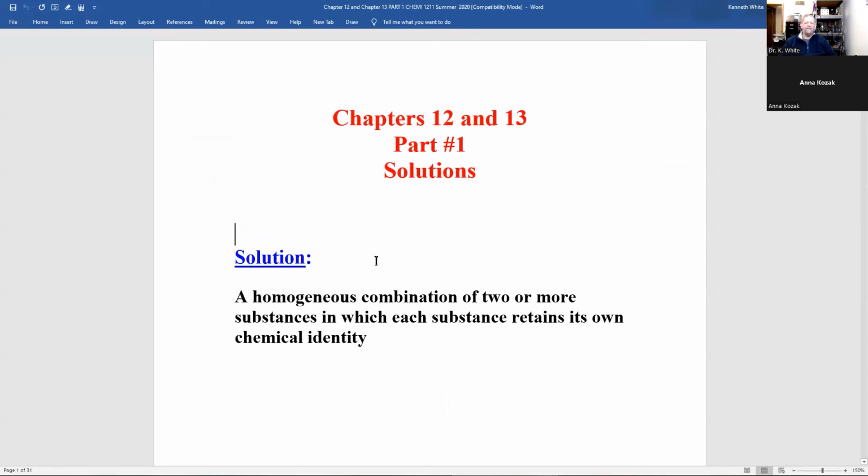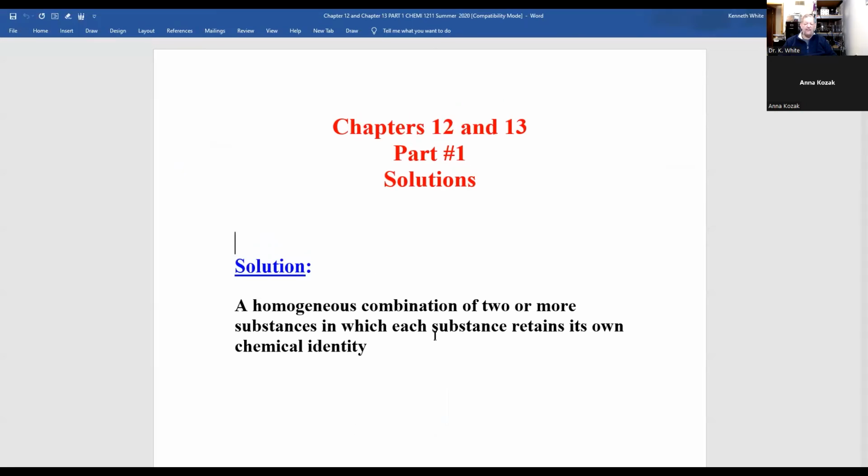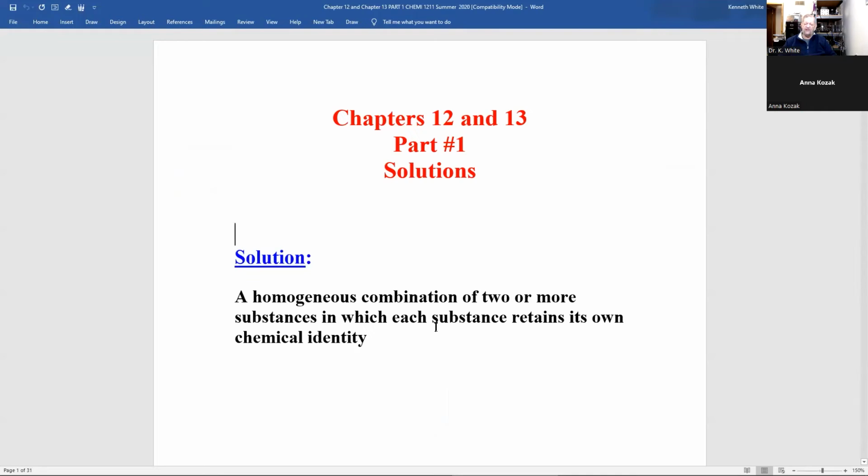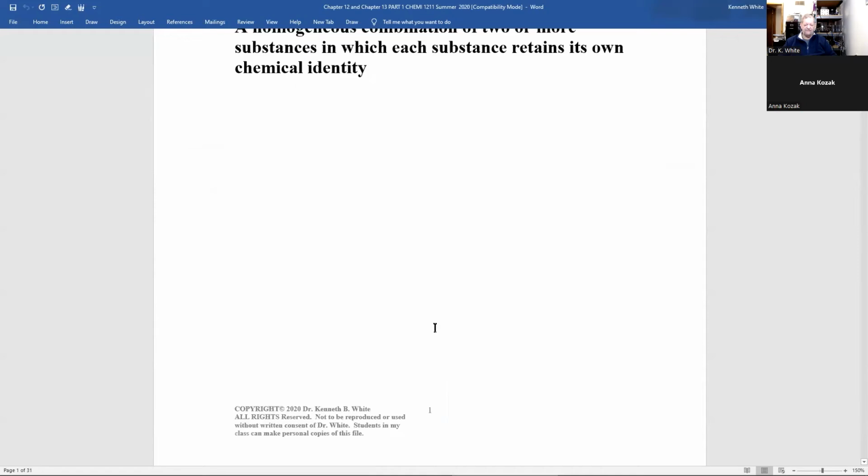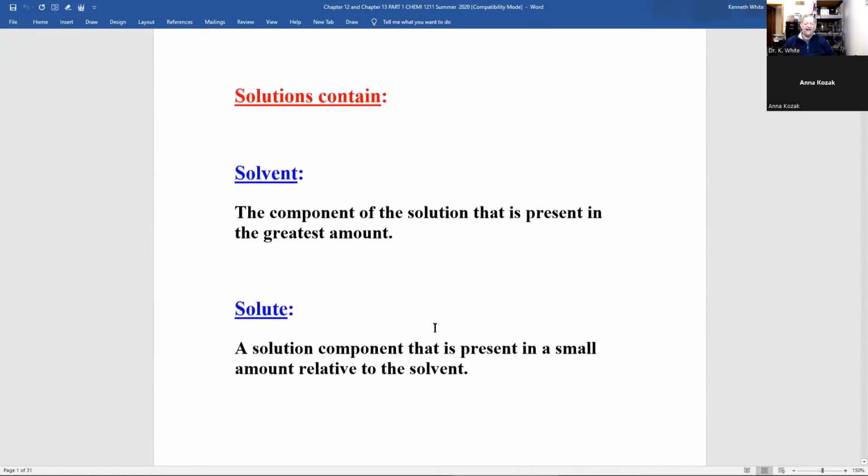So you should know a solution is a homogeneous combination of 2 or more substances which each retains its own chemical identity.